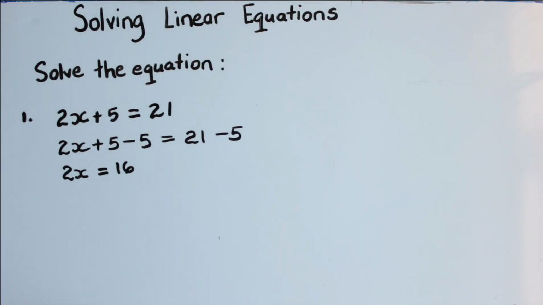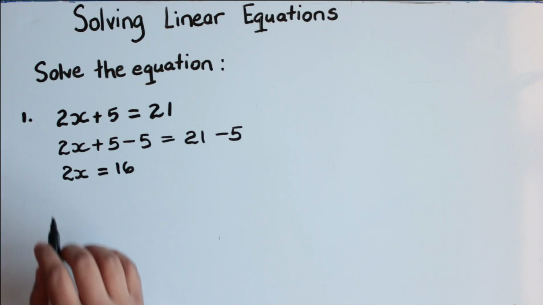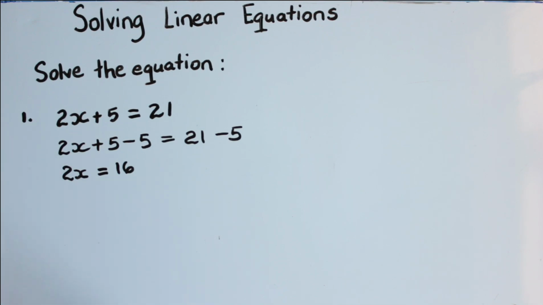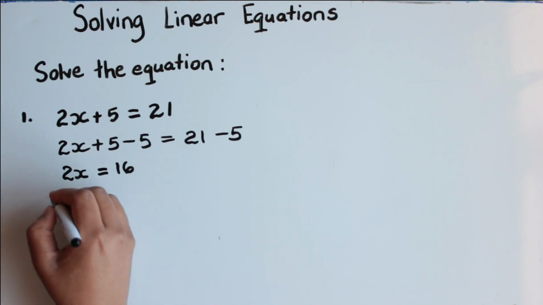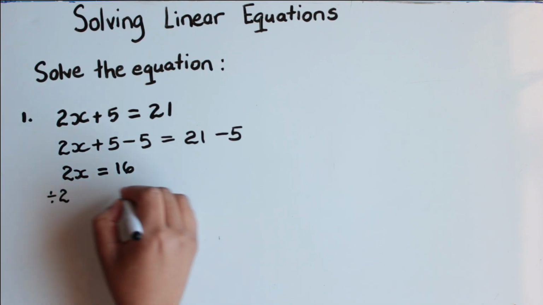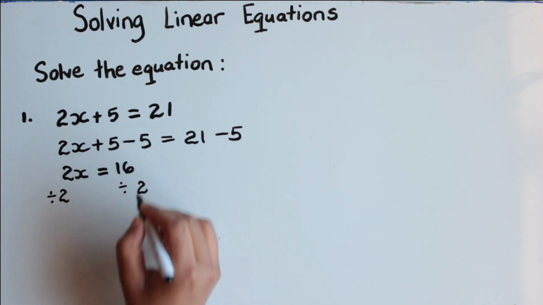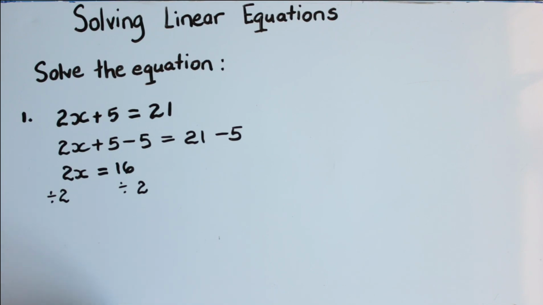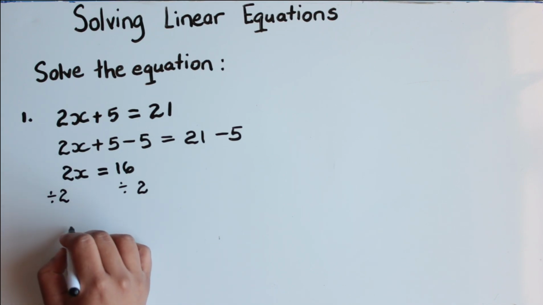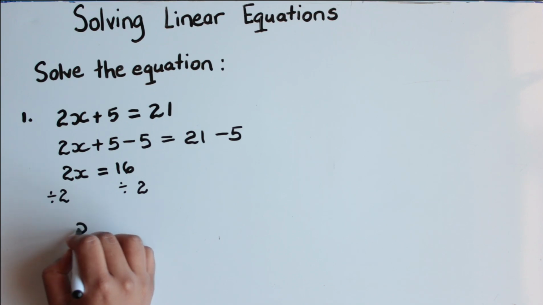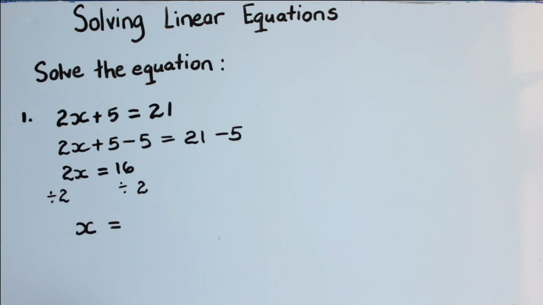I'm solving for x, so I still need to get rid of this 2. How do I do that? The 2 is being multiplied by the x, so I do the opposite of multiplication, which is division. So I divide both sides of the equation by 2 in order to keep it balanced. So 2 divided by 2, that gives me 1, which left me with just 1x. I can simply write x. And 16 divided by 2, my answer is 8.